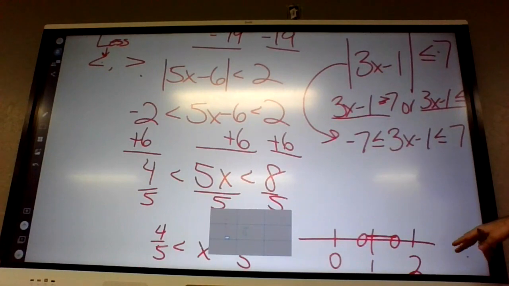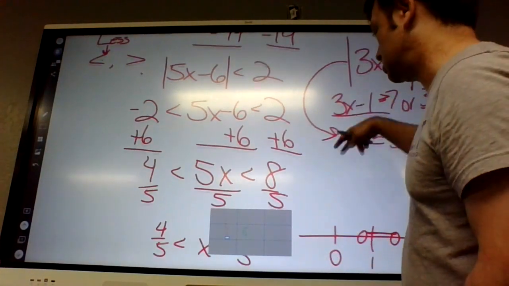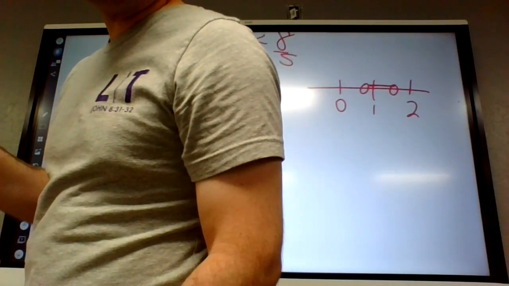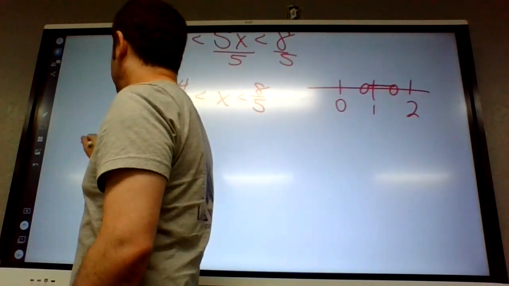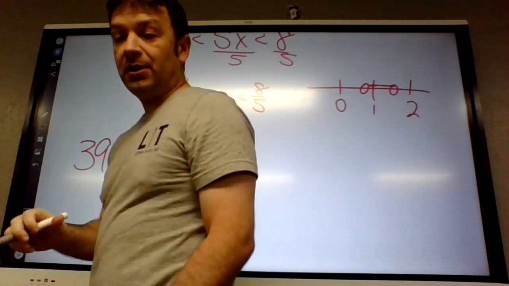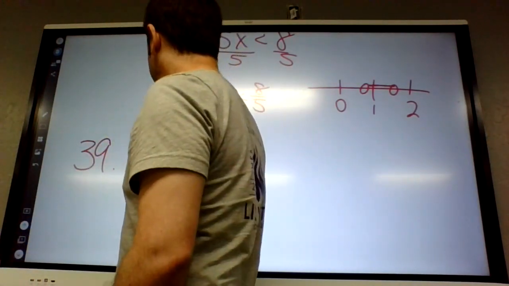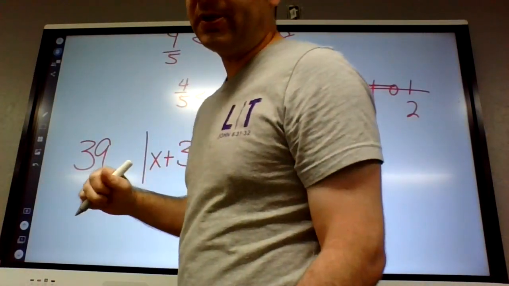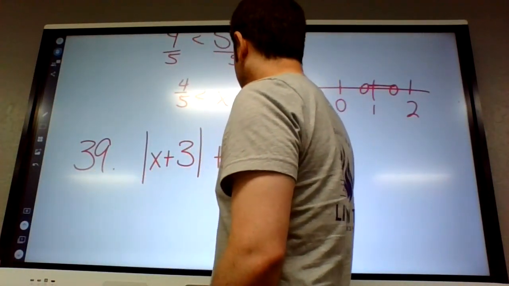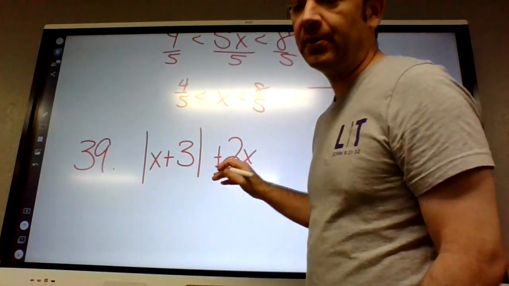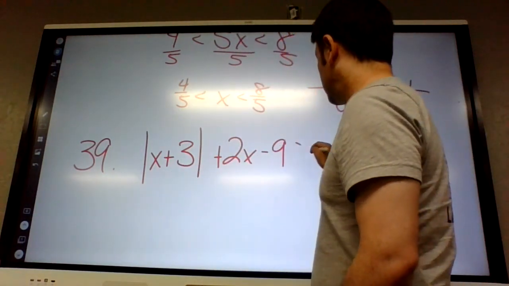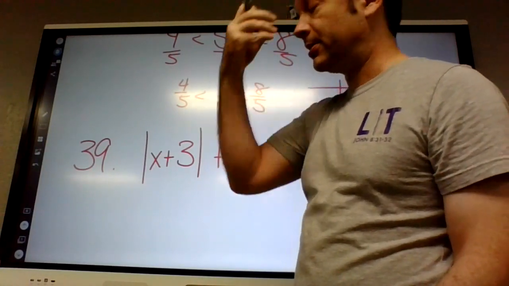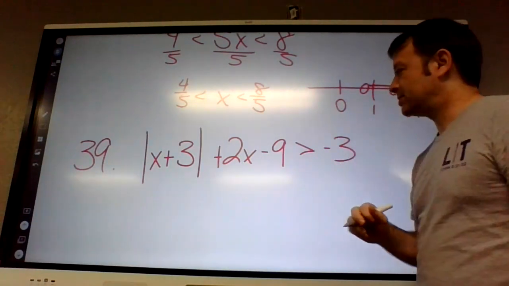Alright, that was 37, this is 39. Okay, it's a greater than, which is good, because we need to do one of those. x plus 3, oh, this is a weird one. You guys remember the weird one? Probably not. It's got an x outside the absolute value. That's weird. I think we did this on the equals, but we didn't do it on the greater than, but here it's similar.